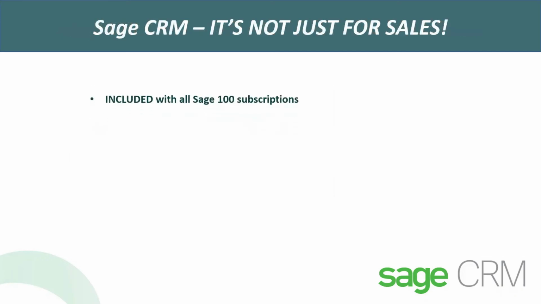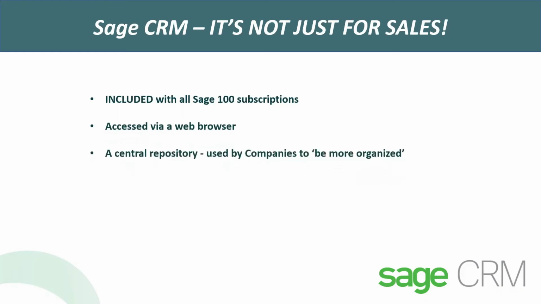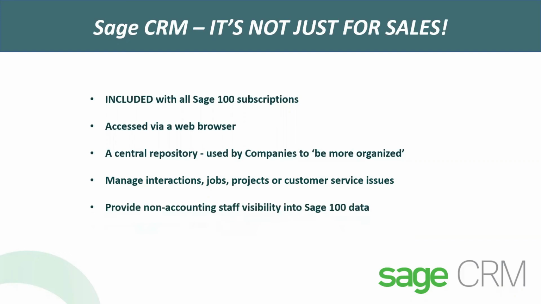First, Sage CRM is included with all Sage 100 subscriptions. That's right, you have a single user license for Sage CRM already available to you. Second, it's mobile, accessible by a browser on any web-enabled device. Companies use Sage CRM as a repository for storing and sharing communications and documents. It's not just for sales teams. Sage CRM can be used to manage interactions, jobs, projects, or customer service issues. Sage CRM provides non-accounting staff visibility into Sage 100 data. And Sage CRM offers a fantastic Outlook integration, making it easy to log emails and attachments directly from Outlook.